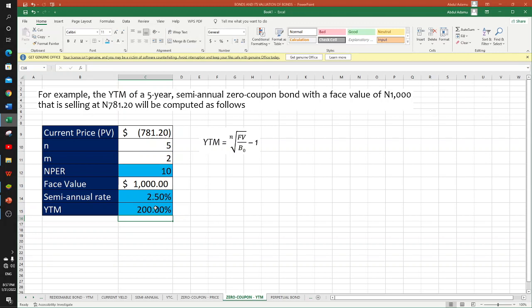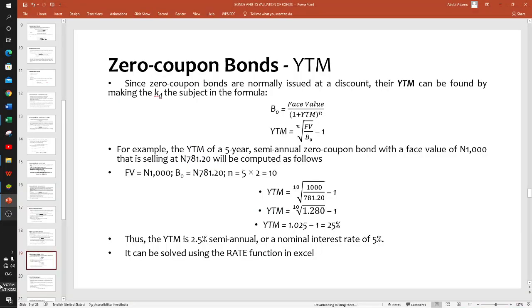So we multiply 2.5, let me come again, equals to this times this. So which is 5%. That is the 5%. So that is how we get yield to maturity. You can use the rate function to get this value.